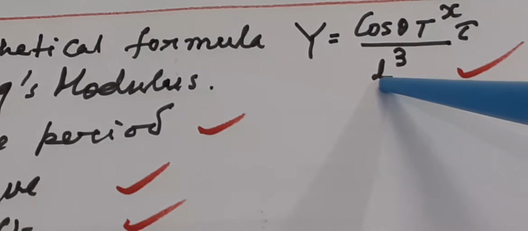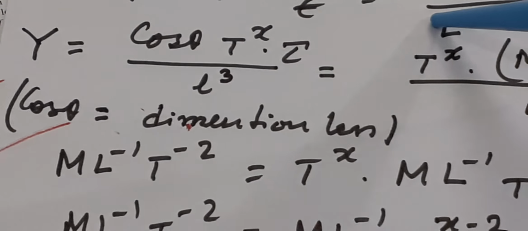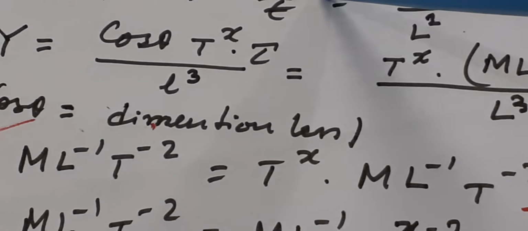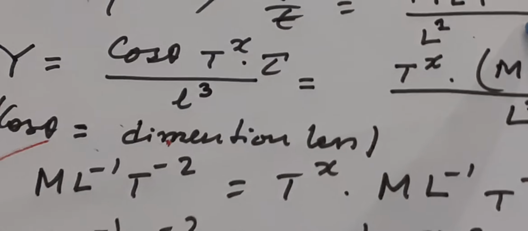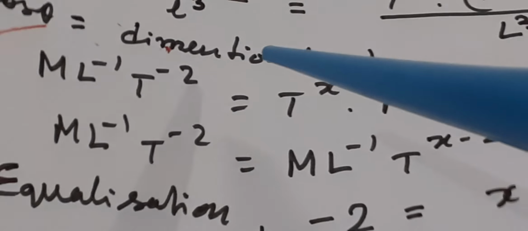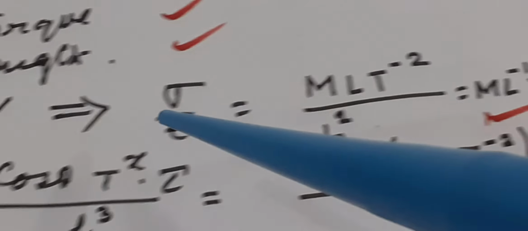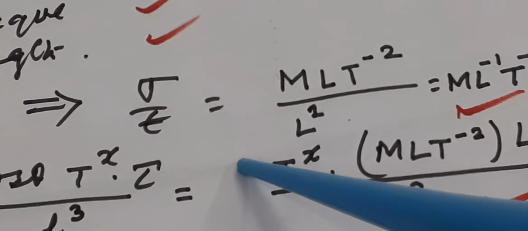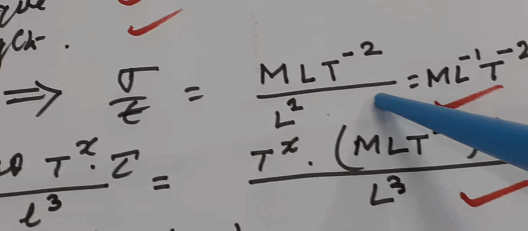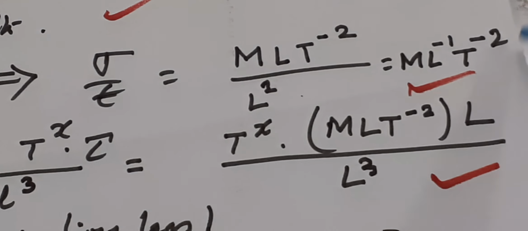Now you can see Y is given like this, Y is Young's modulus, T is the time period, tau is torque, L is length. Young's modulus is stress by strain. You know that stress is force per unit area. That means M L T to the power minus 2 divided by L square, it will give us M L to the power minus 1 T to the power minus 2. That is the dimension of Young's modulus.